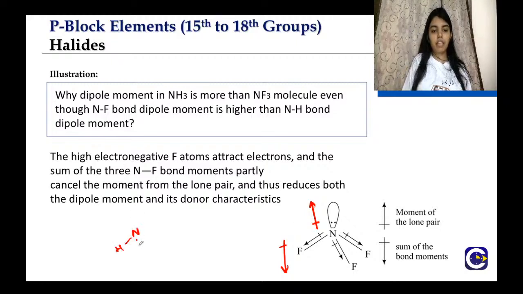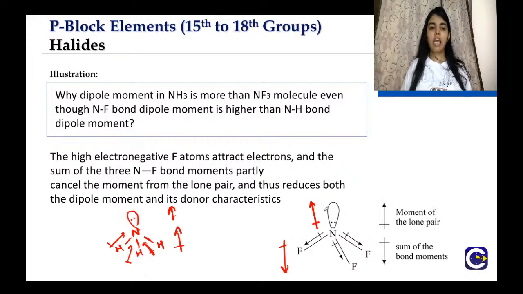So here in NH3, the resultant dipole is added because nitrogen is more electronegative than hydrogen. So the resultant dipole will be added basically. The two resultant dipoles will be added, whereas here they will be cancelling out each other, right? So therefore the NF3 molecule has less dipole moment compared to the NH3 molecule.